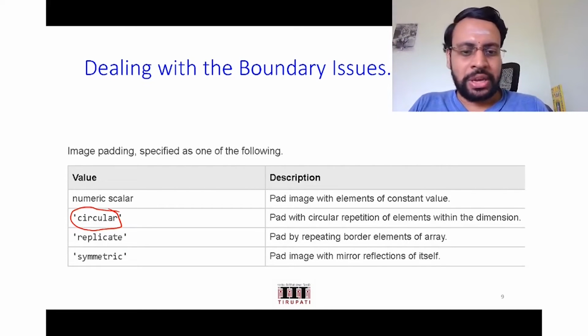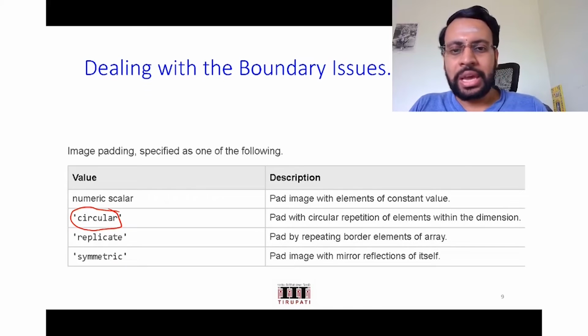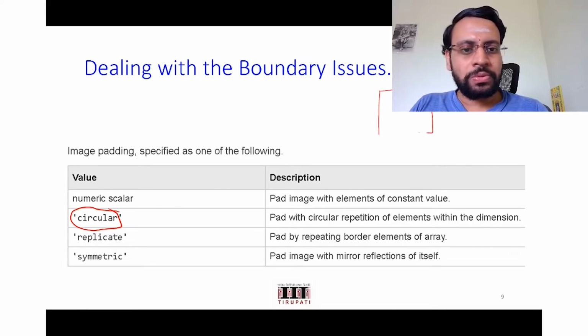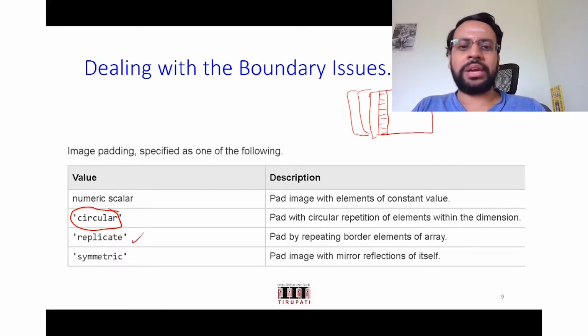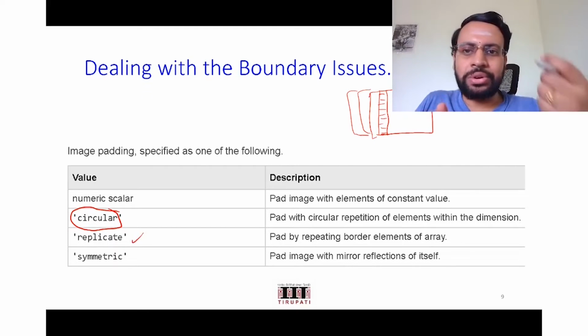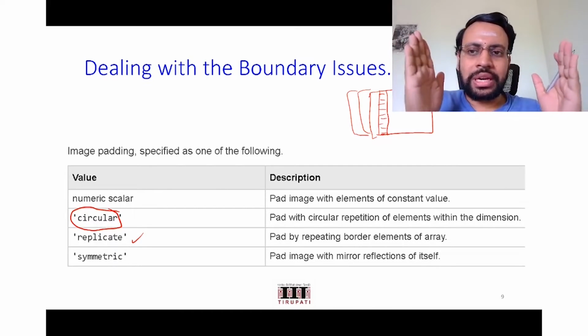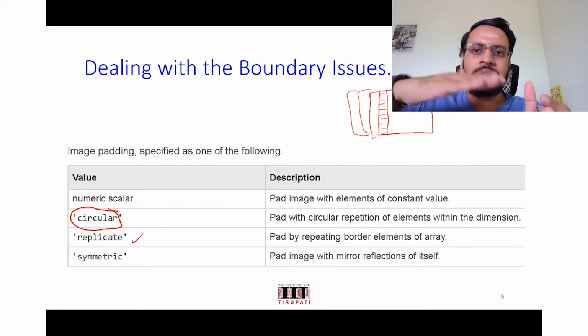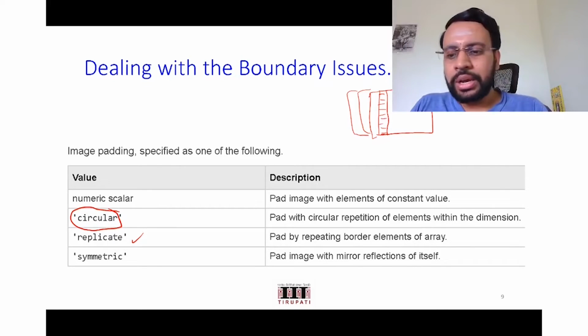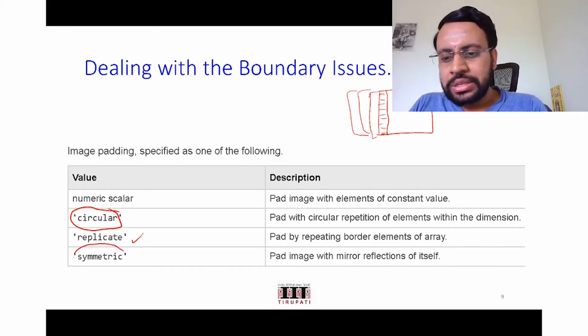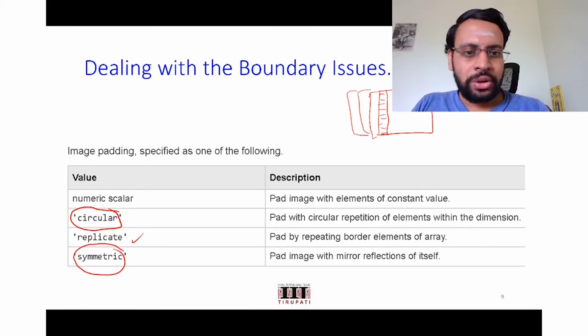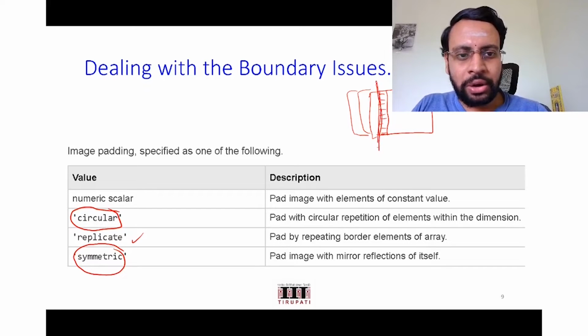Then replicate is pad by repeating the border elements of the array. So in your image, whichever column of intensities is at the border simply gets repeated to any number of columns here. So that's what replicate is. For example, if your image already has 0 values and a large border, and there are no intensity issues at the borders for a significant enough number of columns and rows, then you could simply go for replicate. And another option is symmetric, where you do a mirror reflection around this edge.